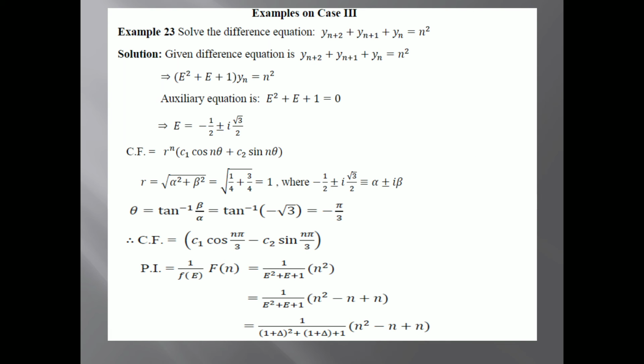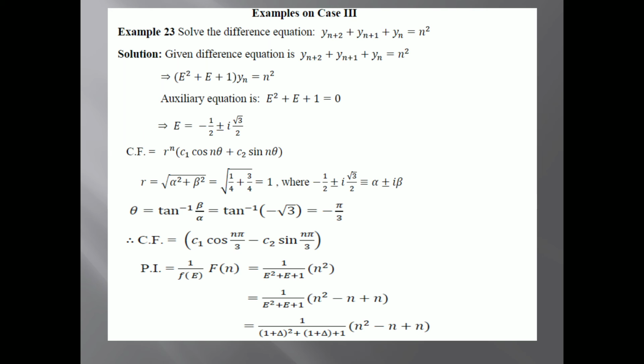And theta is equal to tan inverse of beta upon alpha, which is equal to tan inverse of minus root 3. Therefore, tan inverse of minus root 3 is equal to minus pi by 3. So CF becomes C1 cos n pi upon 3 minus C2 sin n pi upon 3. And the PI for this equation is given as 1 upon f of E into f of n, which is equal to 1 upon E square minus E plus 1 into n square.